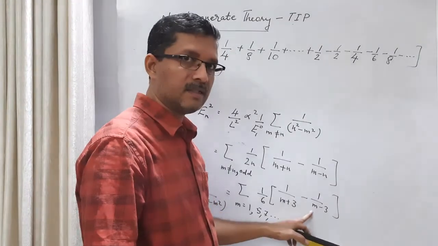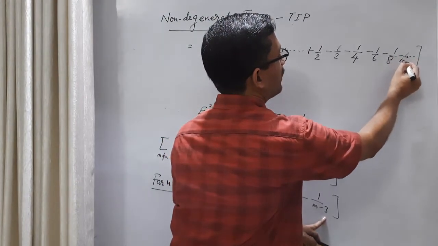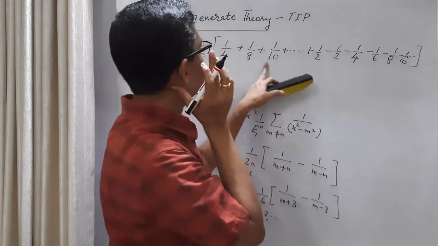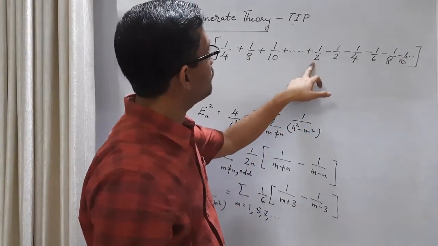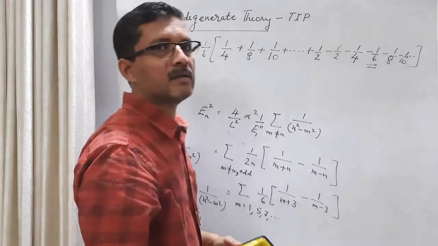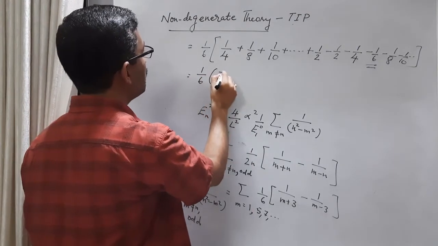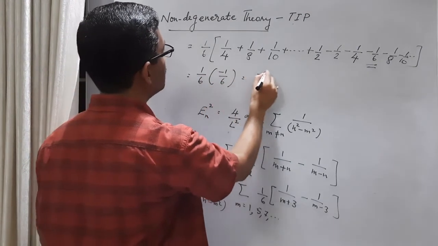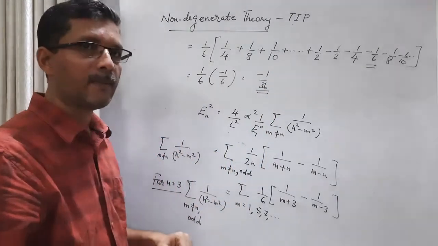Next is 13. 13 minus 3 will be 10. So after minus 1 by 8, you have minus 1 by 10. Okay. So this 10 cancels, 8 cancels, 4 cancels, 1 by 4 cancels. This plus half and minus half cancel. So what is the remaining term? Only remaining term will be minus 1 by 6. You have a plus 1 by 6 here. So plus 1 by 6 into minus 1 by 6. You have minus 1 by 36. This is for n is equal to 3.